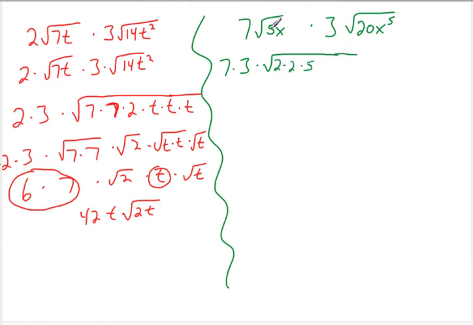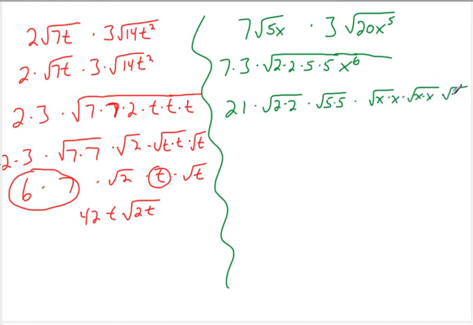And then we have another 5 from over here. We have x, and then 5 x's, so that's actually 6 x's. Okay, so this 2 times 3, that's 21. And then we have 2 times 2 in the radical, 5 times 5 in the radical. And then we actually are going to have 3 pairs of x's because we have 6, so that makes 3 pairs. So, x times x, x times x, and x times x.